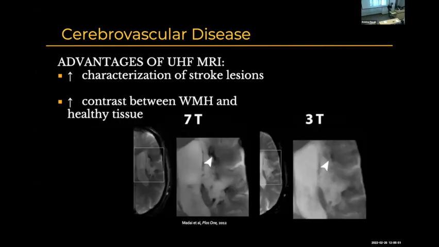And then also in terms of contrast between the white matter hyperintensities, the white matter and the stroke lesions, ultra high field MRI has shown the opportunity to better depict the actual focus of the lesion and to differentiate it from the white matter hyperintensities, which can be very prominent in these patients and can therefore sometimes obscure the actual stroke lesions.